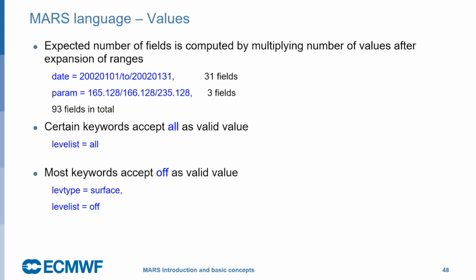And also you can use the value off, which means if you have, for example, two requests in the same script, and the first part is getting the model level data, and then you have a list of levels, and the second part is getting the surface data, you can always use level list off to switch off the variable defined in the request above. So you can switch it off.